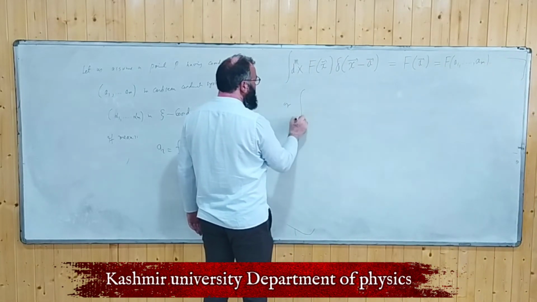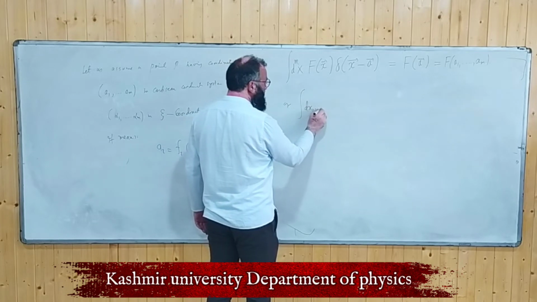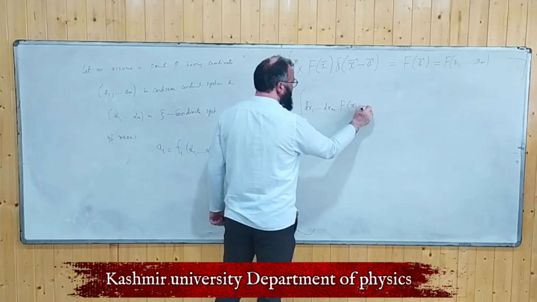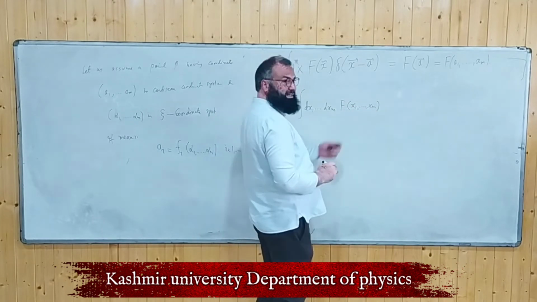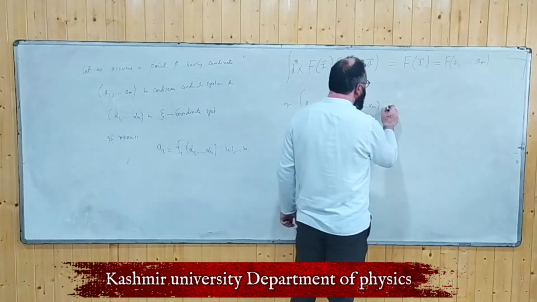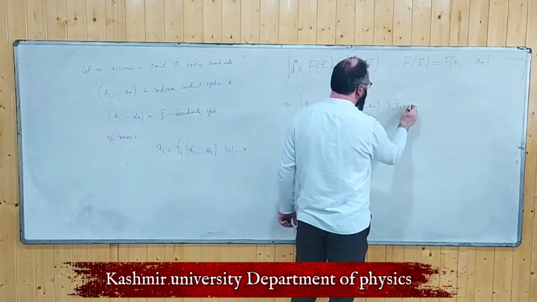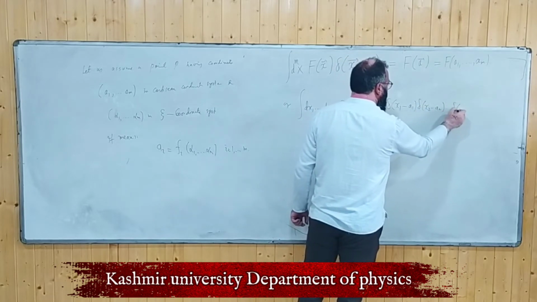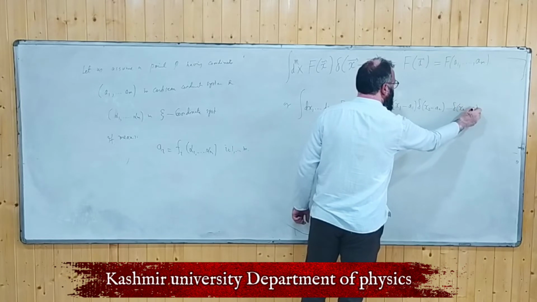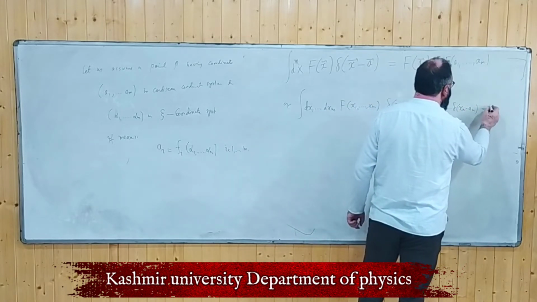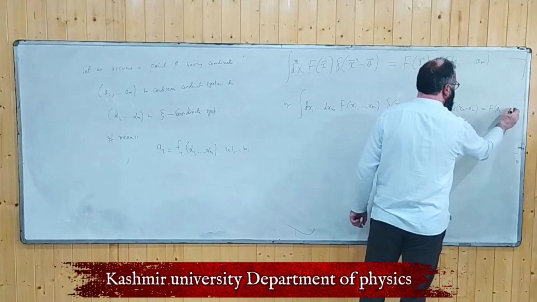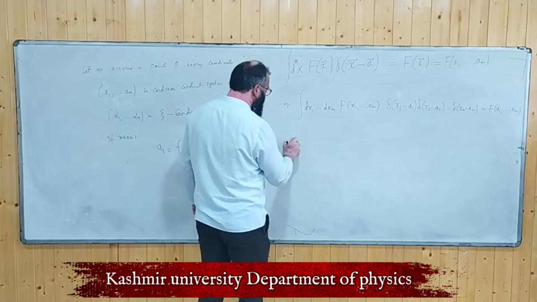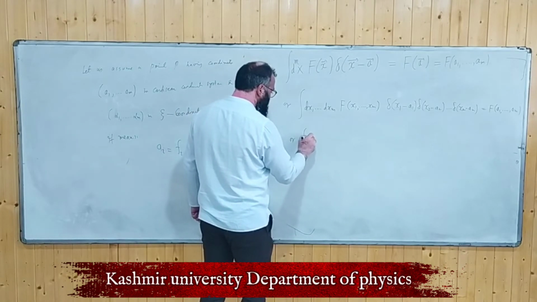Or I can write this as the integral dx1 through dxm of f of x1 through xm. Okay. So what are these delta functions? It is simply delta of x1 minus a1, delta of x2 minus a2, through delta of xm minus am. Okay. So that's equal to this object f of a1 through am. Or I can write it this way with simply d^m x.